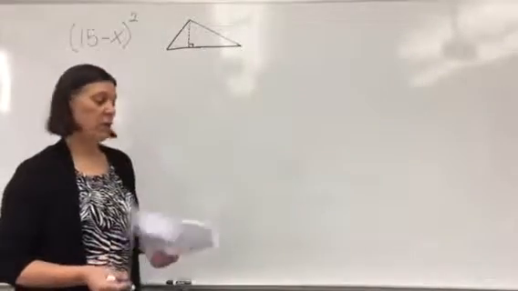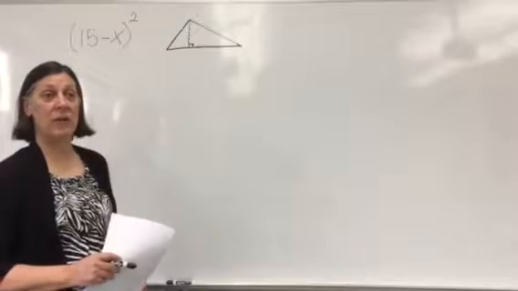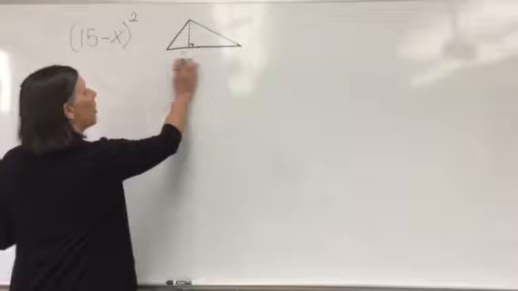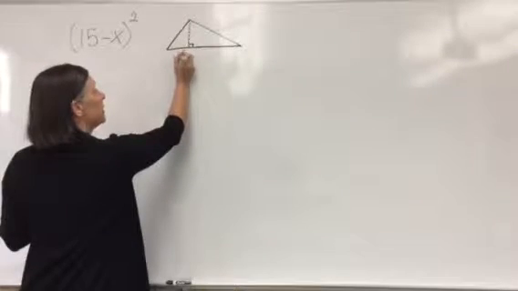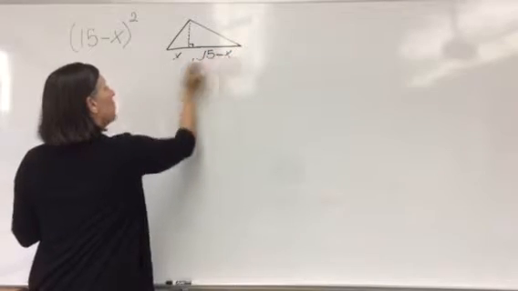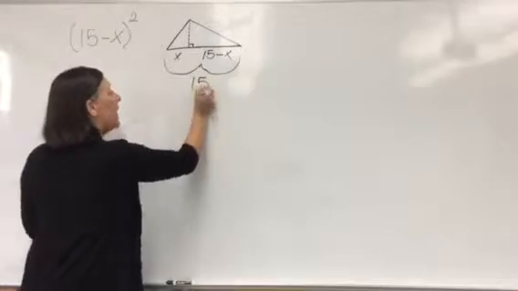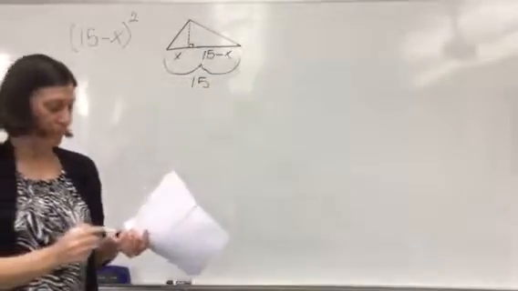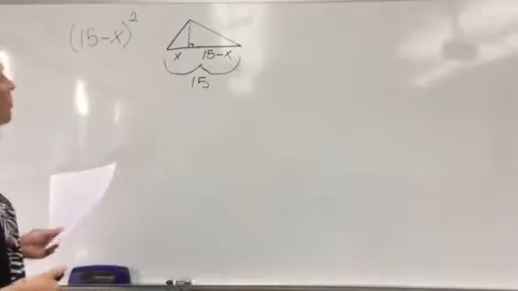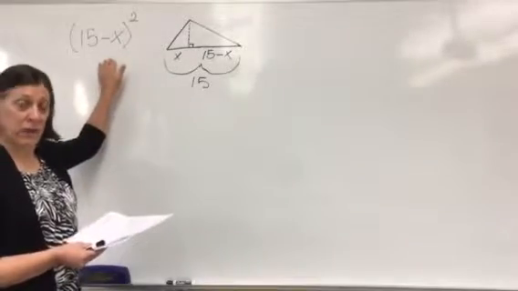If you're watching this video, it must mean you have a question about this expression, 15 minus x quantity squared. That comes from dividing our base into two pieces, such as x and 15 minus x, because we were told that the whole base had a length of 15 feet. Okay, so how are we going to handle this situation, since we have to create an equation and we have to know how to handle this piece?